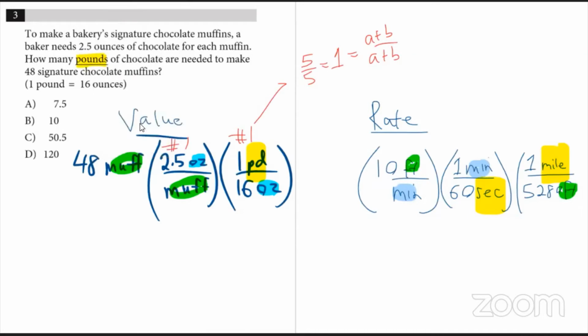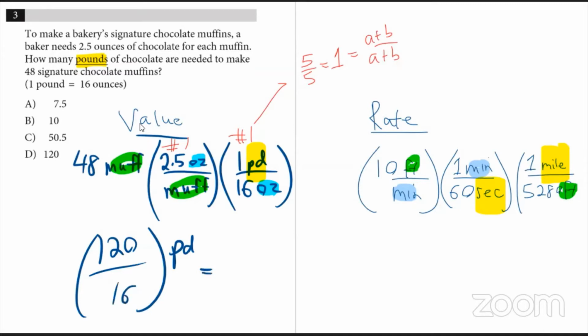And now we can just go ahead and multiply the top and multiply the bottom. So we're going to have pounds as the remaining unit. And in the numerator, we'll have 48 times 2.5, which is 120. And in the denominator, we'll just have the number 16 there. And so we have 120 divided by 16, which is 7.5 pounds. And therefore, the answer to number 3 is going to be A.